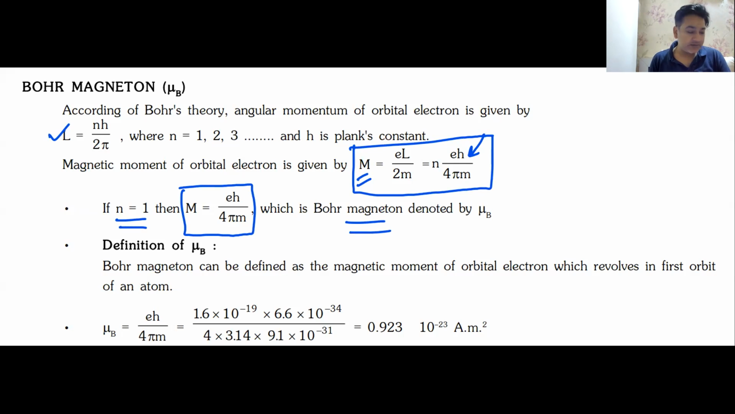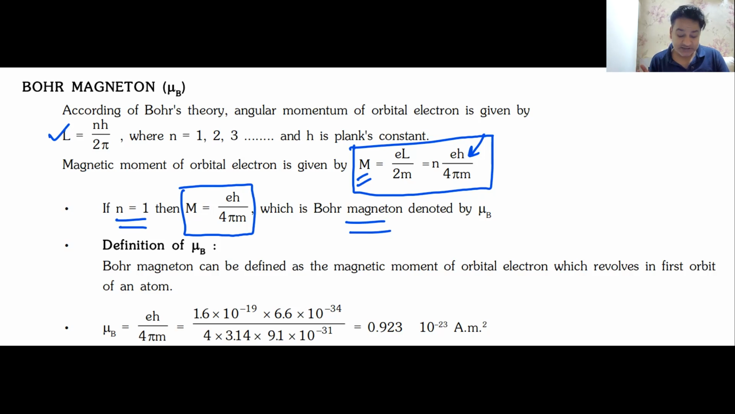You might not have heard this term. No one is going to ask what is a Bohr magneton, but just remember that since you know the relation between M and L, and you know L is nh by 2 pi, this is how they correlate things in JEE. You should know the relation between M and the principal quantum number n. Do you understand this? M and principal quantum number n. Okay, so just remember this.